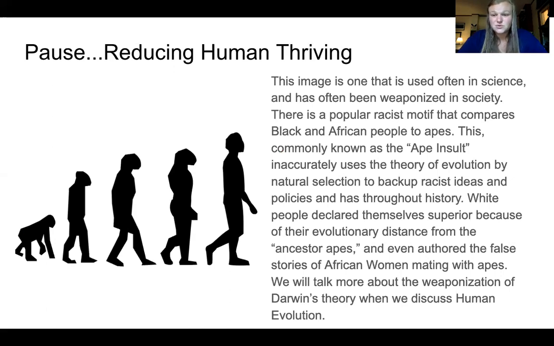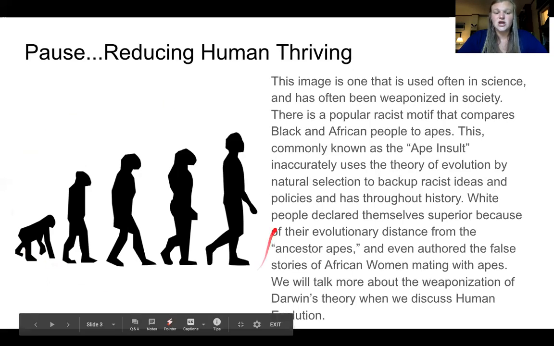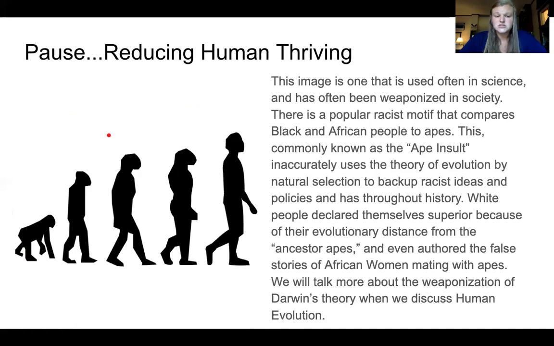White people declared themselves superior because they were further from ape ancestors, meaning that they were more evolved. And this was absolutely false. It was based on some stories that white people told about African women mating with apes, which were also absolutely false and misrepresentations of what they found in their travels to Africa. We'll talk more about the weaponization of Darwin's theory when we discuss human evolution, but I just wanted to touch on this because this image here can be jarring and can be used in some very specific ways to promote racism, as I just explained.